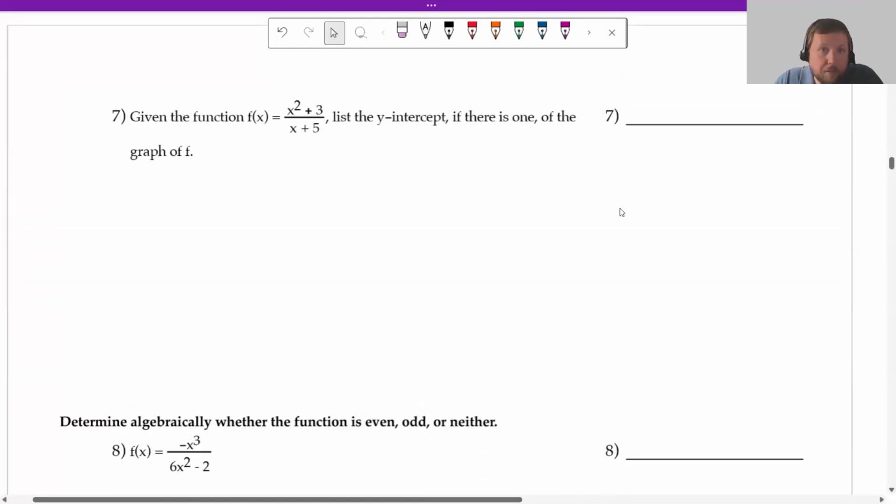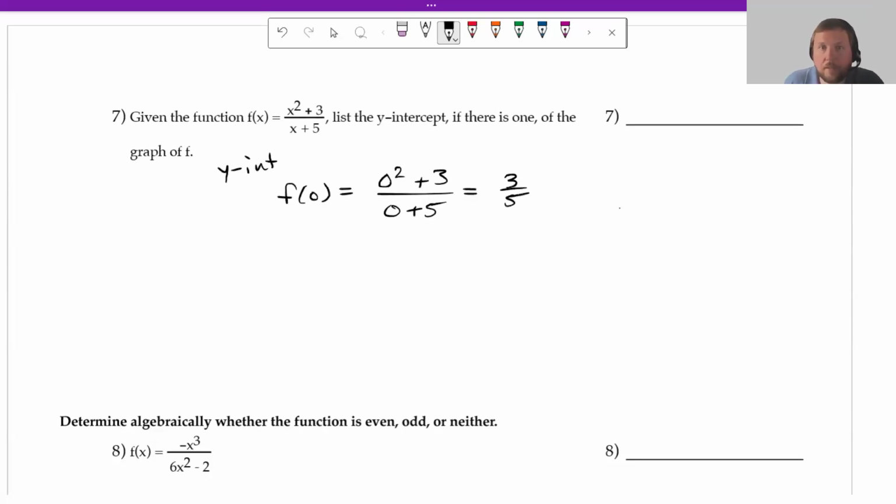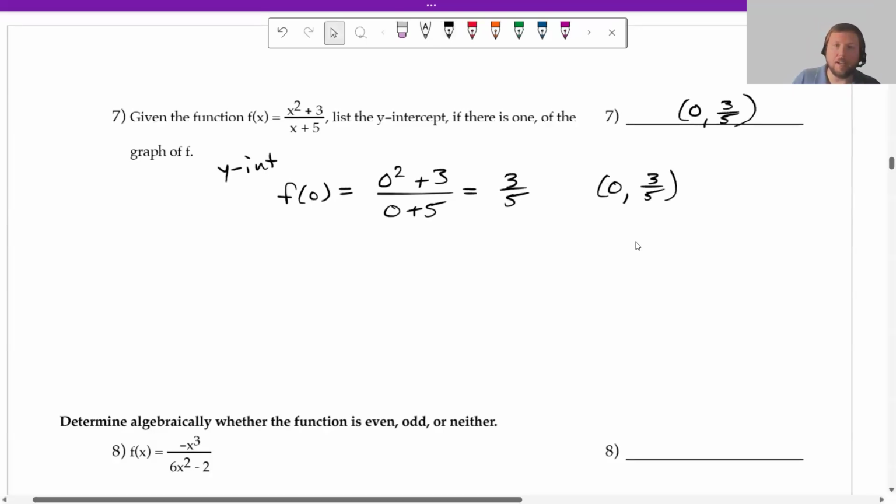Given function f of x equals x squared plus 3 over x plus 5, list the y-intercept, if there is one, of the graph of f. This is like the easiest one on there. So y-intercept, you just do f of 0. So I have 0 squared plus 3 over 0 plus 5. So that's 3/5, and that corresponds to the point (0, 3/5). And if it's just asking for the y-intercept and you state 3/5 there, that's fine.